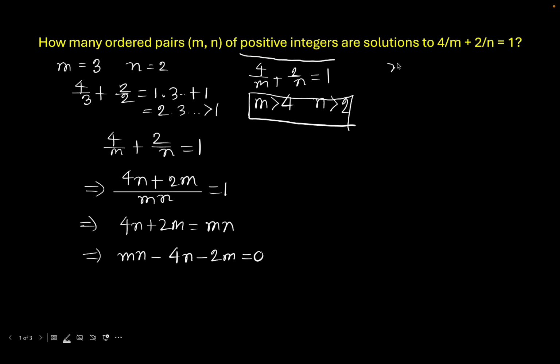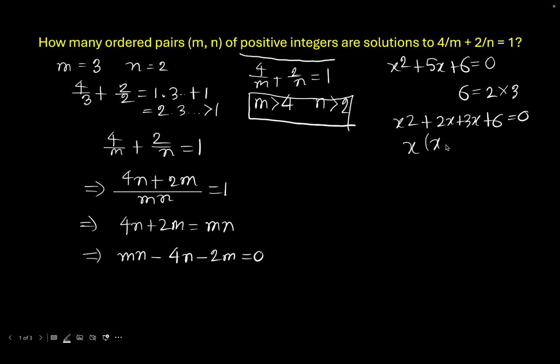Now look, x squared + 5x + 6 = 0. If we want to solve this equation, normally we factorize this term. In that case, we divide this 6 into 2 times 3, and now we make this equation x squared + 2x + 3x + 6 = 0, and then we get (x + 2)(x + 3), and then we solved it.